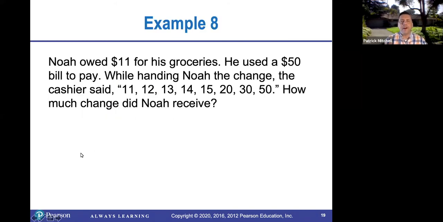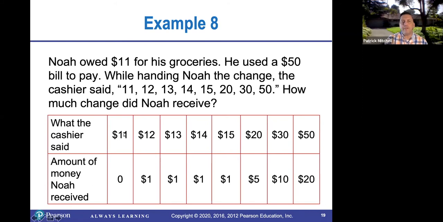Here's an example of the counting up method used for making change. Noah owed $11 for his groceries. He used a $50 bill to pay. While handing Noah the change, the cashier said 11, 12, 13, 14, 15, 20, 30, 50. How much change did Noah receive?